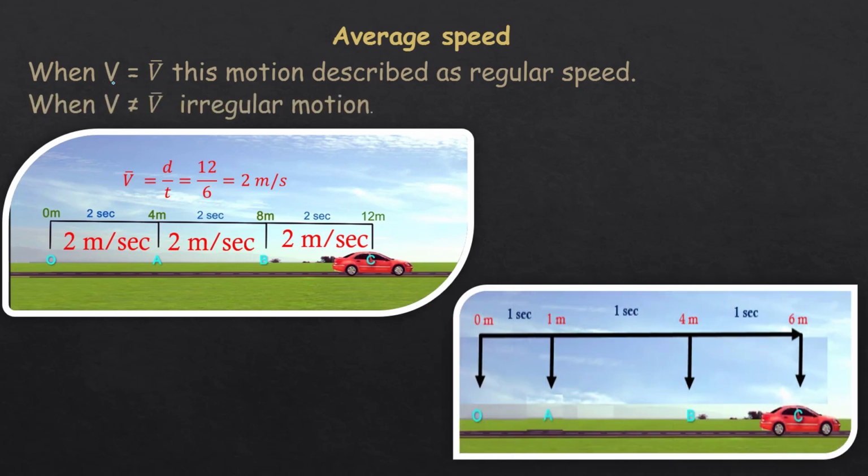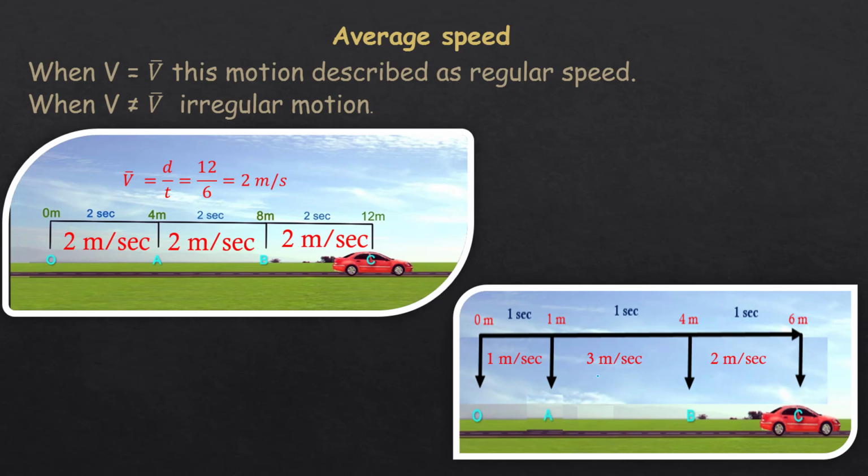But when the speed is unequal to the average speed, we describe this motion as irregular motion or irregular speed. So let's calculate this example. The speed between O and A is 1 over 1, so it will be 1 meter per second. The distance between A and B is 3 meters and the time is 1 second, so the speed is 3 meters over 1, which is 3 meters per second. The distance between B and C is 2 meters, and the time is 1 second, so the speed is 2 meters per second.